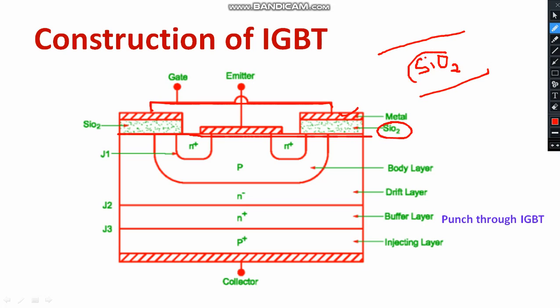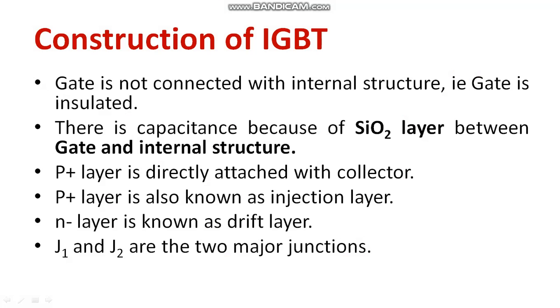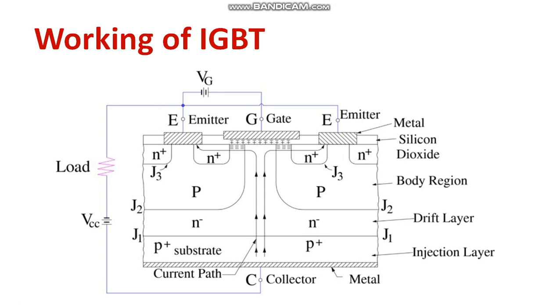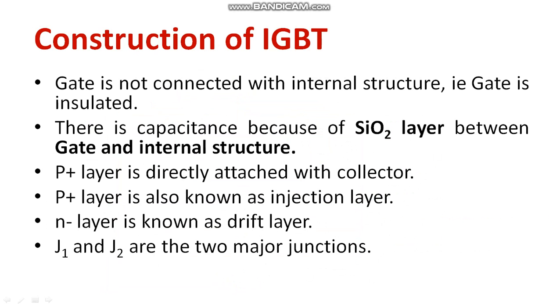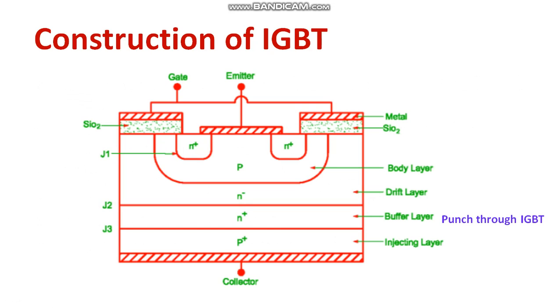So silicon dioxide is kept between two metals, therefore there is always a capacitance present inside the IGBT, especially at the gate terminal. That is why it is known as insulated gate bipolar junction transistor, IGBT. I have written the details about the IGBT, especially the construction details. You can observe how I have written what the P plus layer is, what the N minus layer is, and the major junctions. You can go through the construction details of IGBT by looking at the diagram. It is very easy. In the examination you can draw the diagram and explain it in an easy manner.